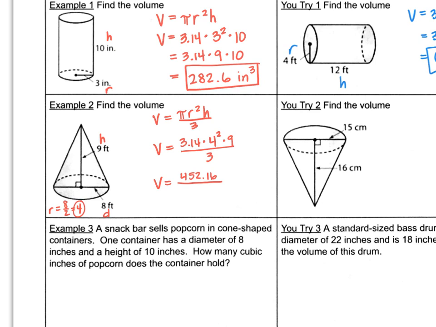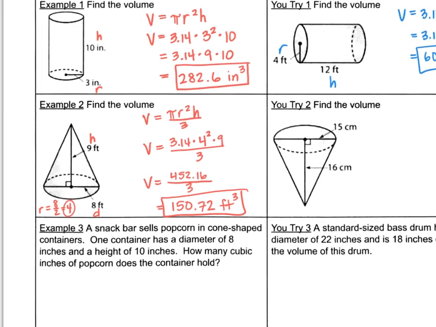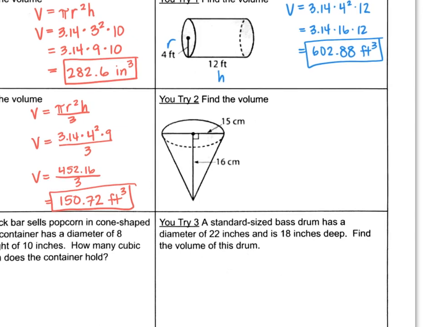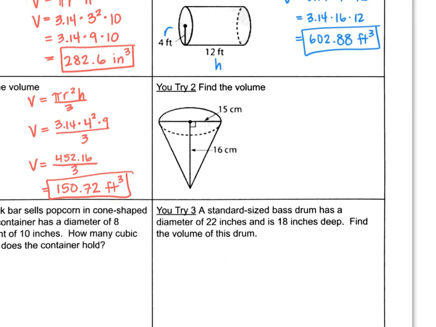the same number. And I'm going to take that and I'm going to divide it by 3. And I get 150.72. My units are feet cubed, cubic feet. And there is my volume. Try the one to the right. You try number 2. Go and pause it while you practice this one before you see my solution.